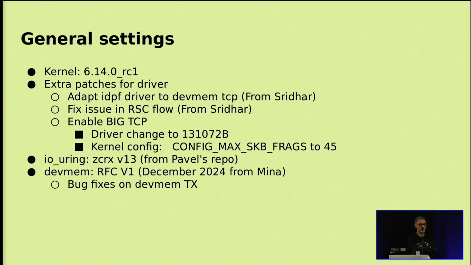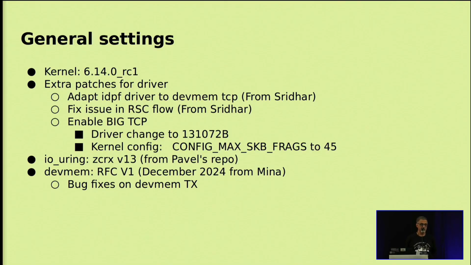Some simplistic hooks for page pool so we can do devmem. There was an issue with the hardware GRO that was fixed by Sridhar. We enabled big TCP. You have to basically patch the kernel to change the size to 131K, and then you configure the kernel config max skb frags to 45, which is a nice improvement compared to when we last showed up in Santa Clara, where you actually have to go and hack the code.